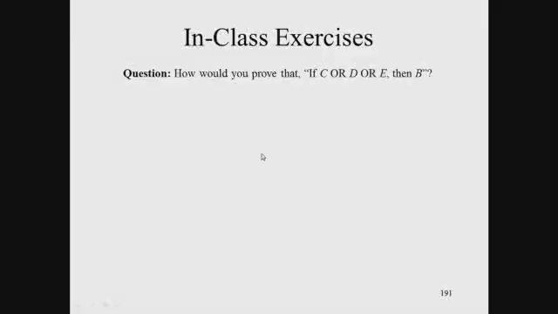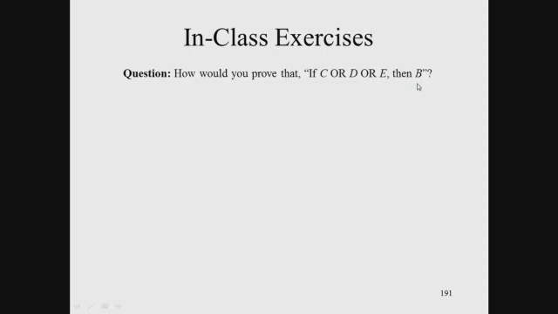If it doesn't work, try the other one, see if that works. Make sense? All right, let's do an in-class exercise for practice here. Let's see if you're comfortable with these two proof techniques, proof by cases and proof by elimination. Suppose you want to prove that if either C is true or D is true or E is true, then B is true. Let's see how we would do that.